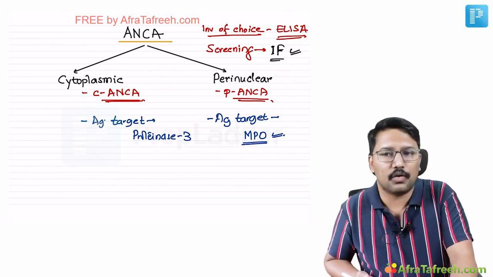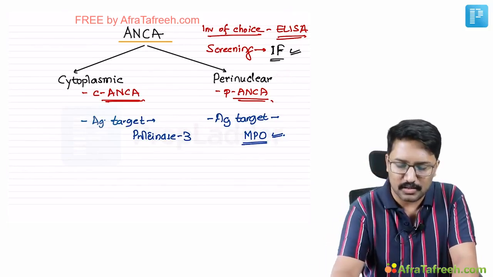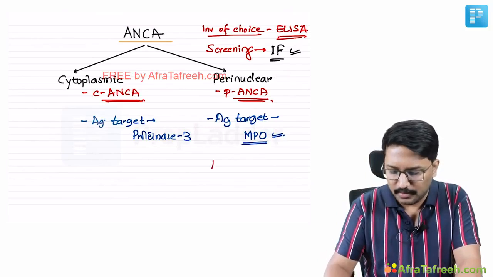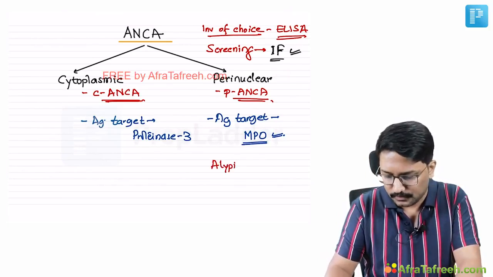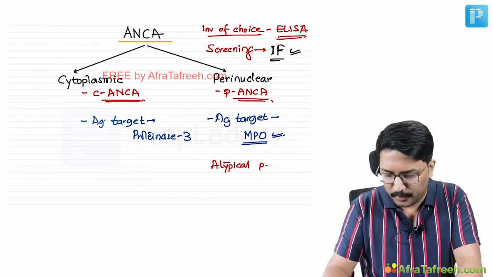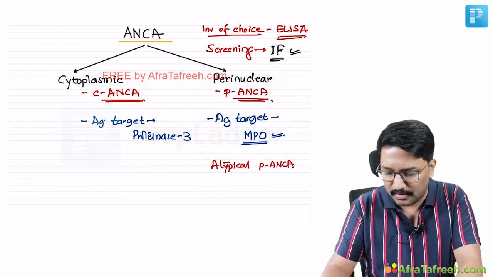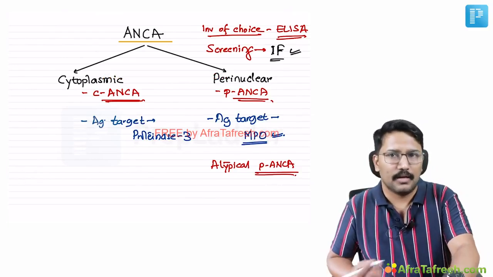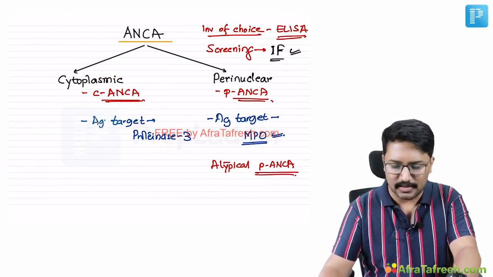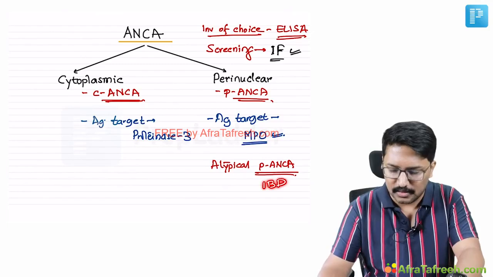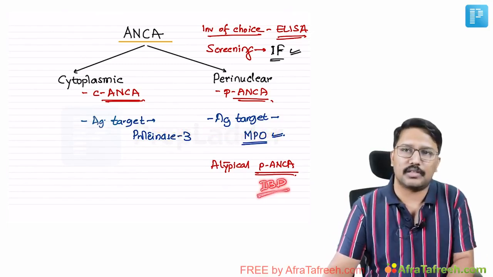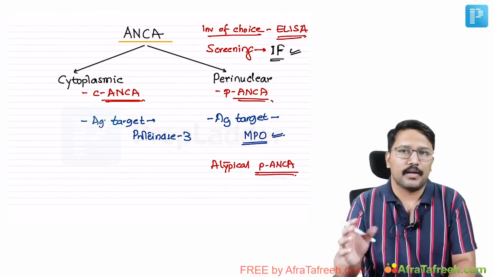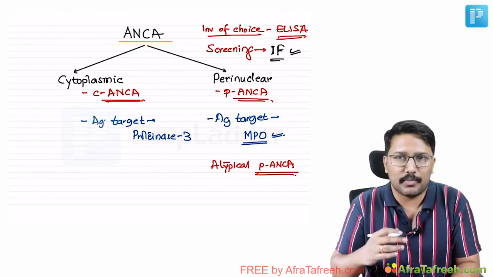And particularly when we talk about P ANCA, we also talk about this thing called atypical P ANCA positivity, or false P ANCA positive. Okay, so what is a false P ANCA positive condition? The classical example that comes to my mind is IBD, right? IBD is a condition where you might have P ANCA positivity, right? Okay. Now, what is this false positive or atypical P ANCA?